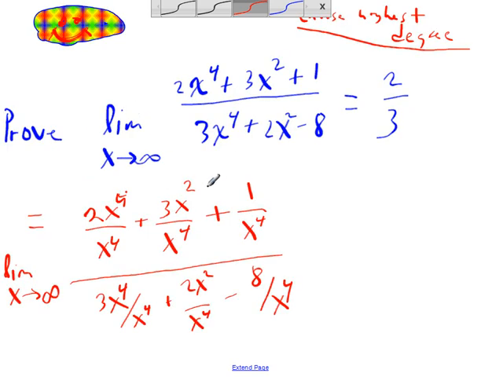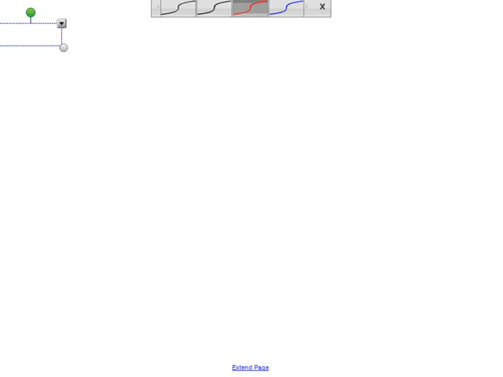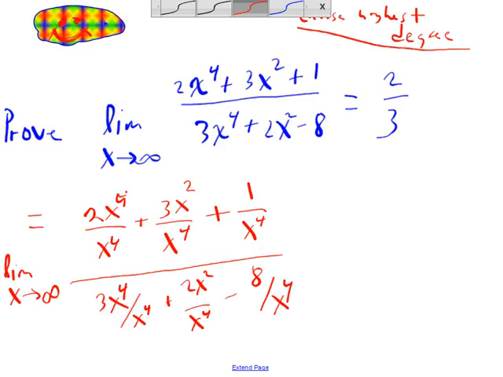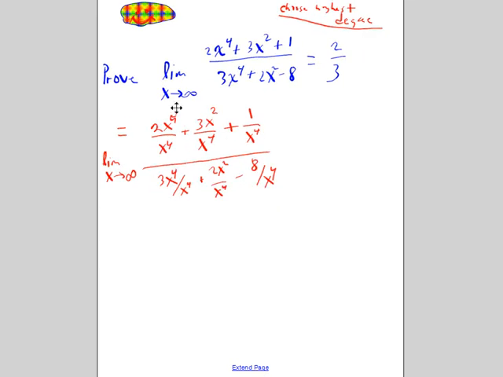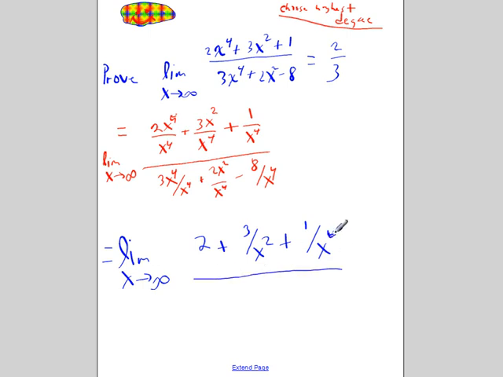So how? Well, we divided everything by x to the 4th. Now if we simplify that, we get the limit as x approaches infinity, and people have the tendency to not write this. Always make sure to write it. And we get, well, x to the 4th over x to the 4th is just 1, so 2 plus 3 over x squared plus 1 over x to the 4th over 3 plus 2 over x squared minus 8 over x to the 4th.